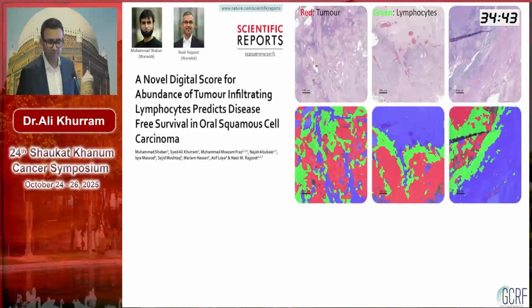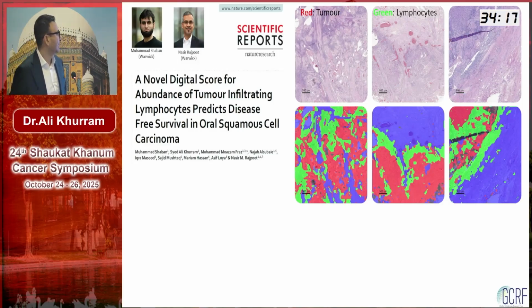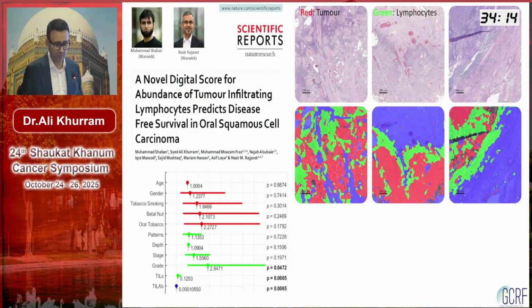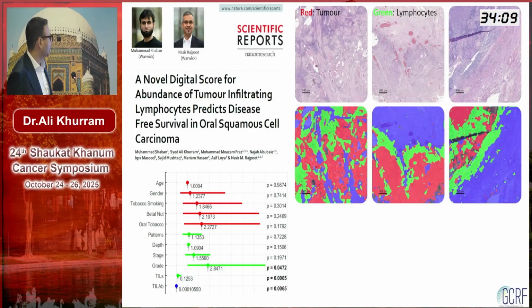So one of the first bits of work that we did was in collaboration with the University of Warwick, and colleagues from Shaukat Khanum were also involved, Dr. Sajid sitting here. What we did was look at developing AI models for automated detection of tumor-infiltrating lymphocytes. If you look at the top image here, that's the H&E image, and in the bottom image you are seeing the AI model's prediction of where the cancer is, which is red, and the green areas are the tumor-infiltrating lymphocytes.